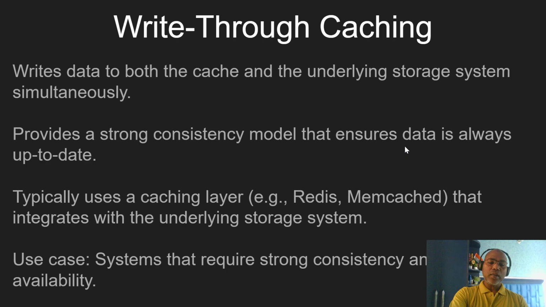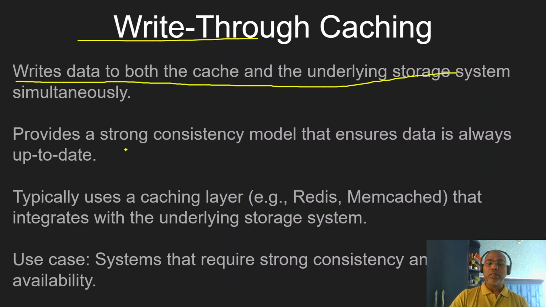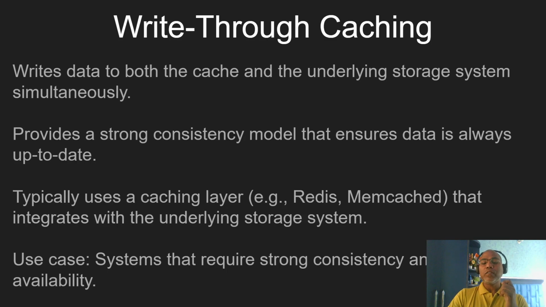So another caching technique is write through. Here, we write data in both the cache and the underlying storage and provide a consistency model that ensures the data is always up to date. Redis and Memcached typically provide this facility, and they support strong data consistency, where high availability plus very high data consistency is required. In those scenarios you have to go through these kinds of things.